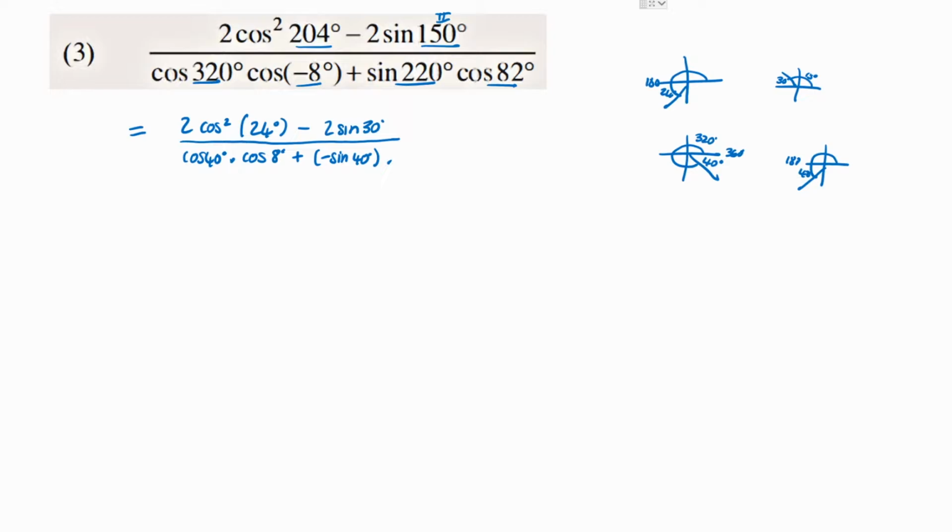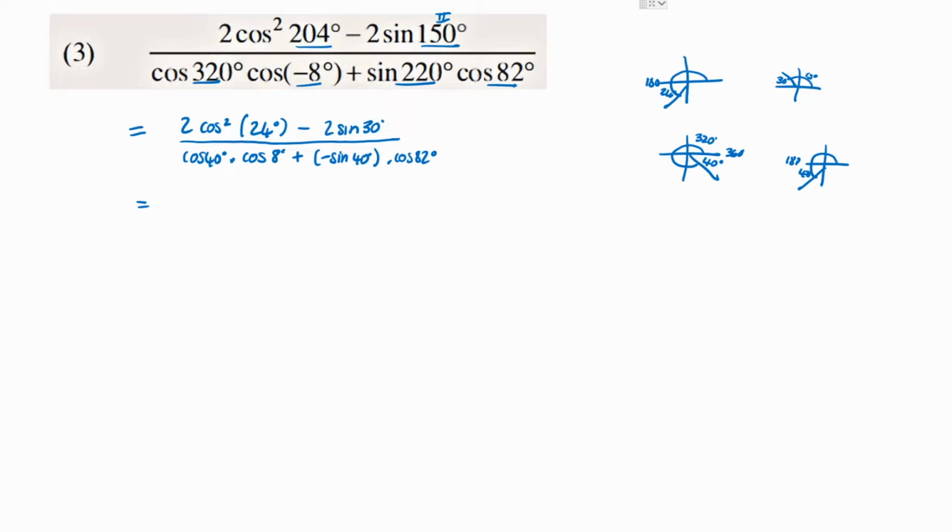times the cos of 82. Well, the cos of 82, this is just a reference angle. The cos of 82 is purely in quadrant 1 here, so we've got the cos of 82 degrees. Okay, so let's go and see what we've got here.